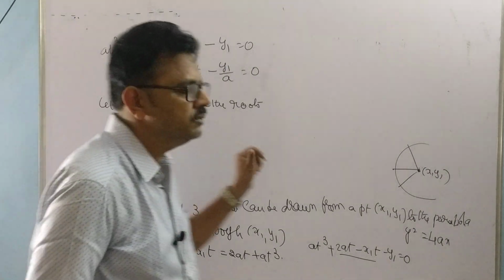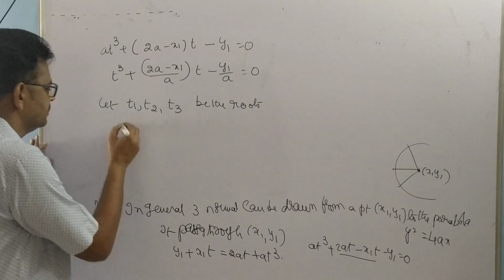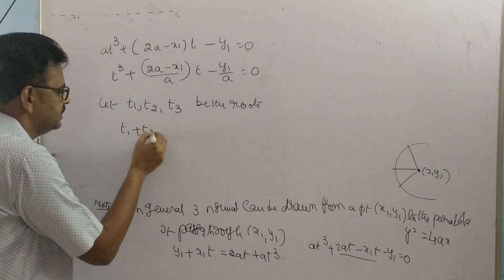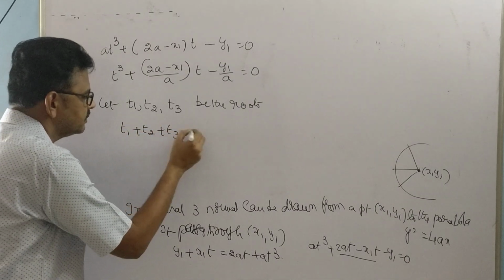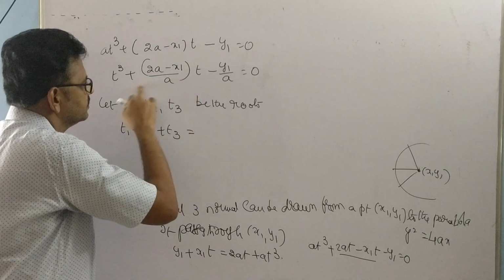T1, T2, T3. Now you have the theory of equations concept. The sum of the roots, T1 plus T2 plus T3, is equal to minus the coefficient of t square. So that is 0.